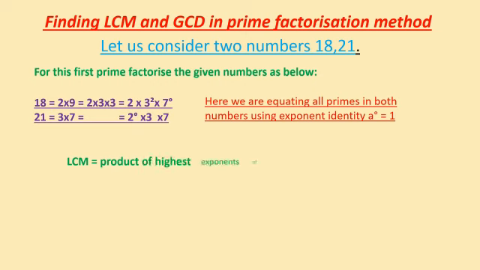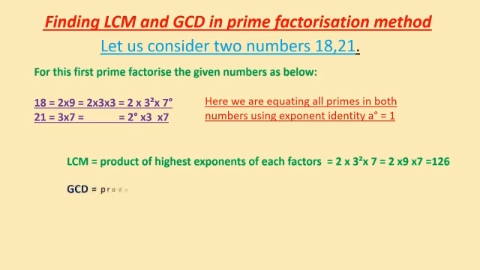First, the LCM, the product of highest exponents of each factor. That is 2 into 3 square into 7, which is 2 into 9 into 7. The answer is 126. Let's see, in the first row 2 is the maximum, in the second row 3 square is the maximum value, and in the third one 7 is the maximum. So the product of these three.